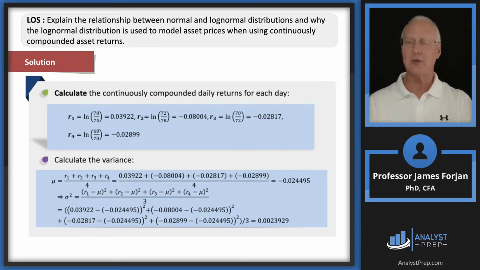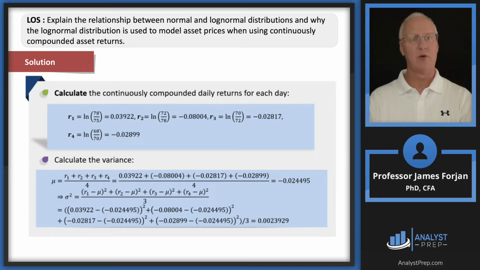But we're doing this continuously, so we're going to say F over P, 78 over 75, and then hit the LN button on the calculator. If you do that 4 times, because we have 5 days, so you have n minus 1 returns, you get 39.22, and then 80.04, 28.17, 28.99. My advice is to pause the recording here and make sure that you can compute those, because it's very likely you're going to have to do that on the exam.